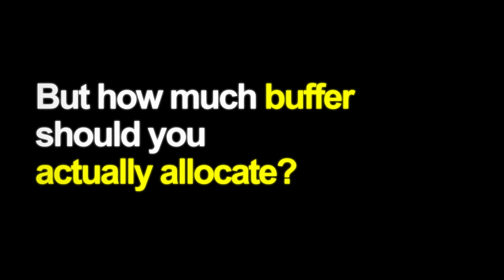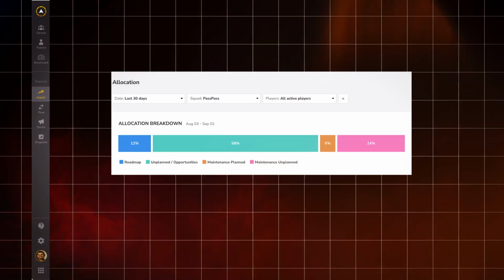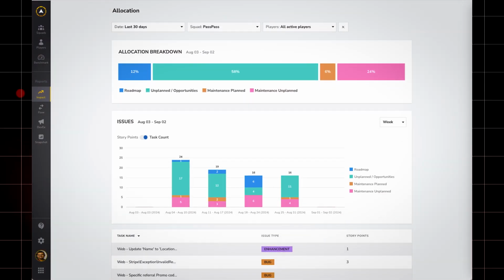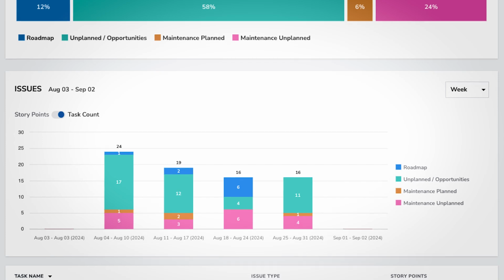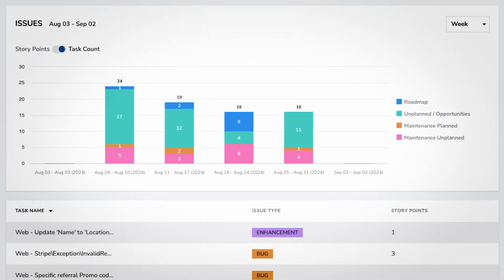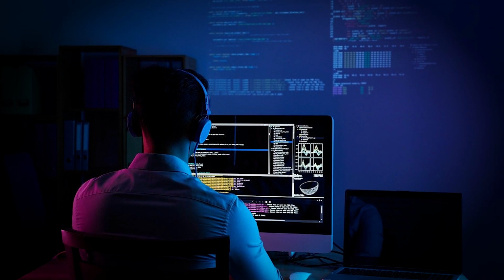But how much buffer should you actually allocate? This is where the allocation breakdown feature at DevStats proves valuable. It shows you how much of your time in previous projects went toward planned tasks versus unplanned work. By understanding these patterns, you can set a more accurate buffer that accounts for unexpected deviations while staying aligned with your project roadmap.